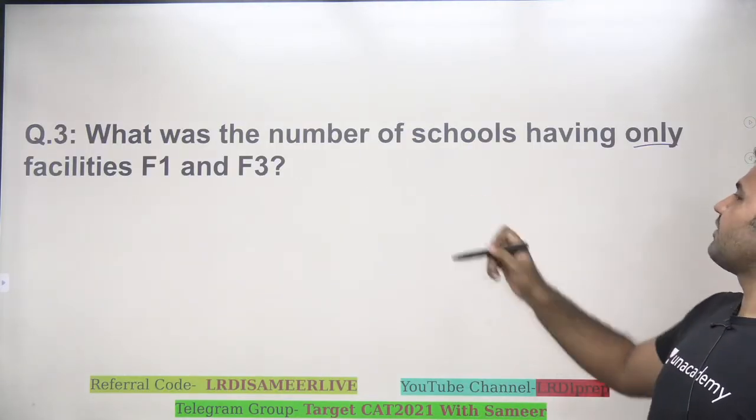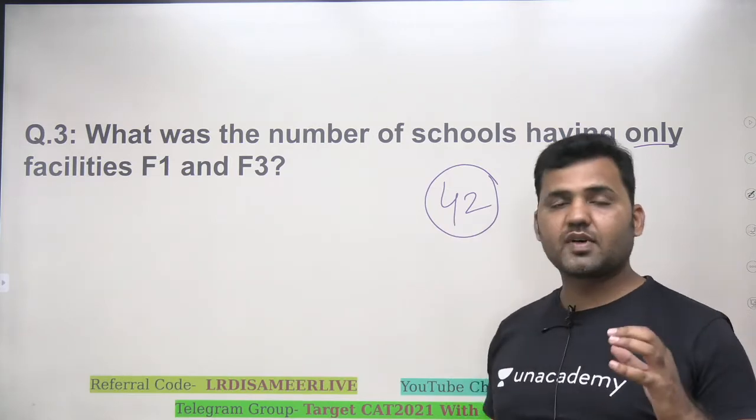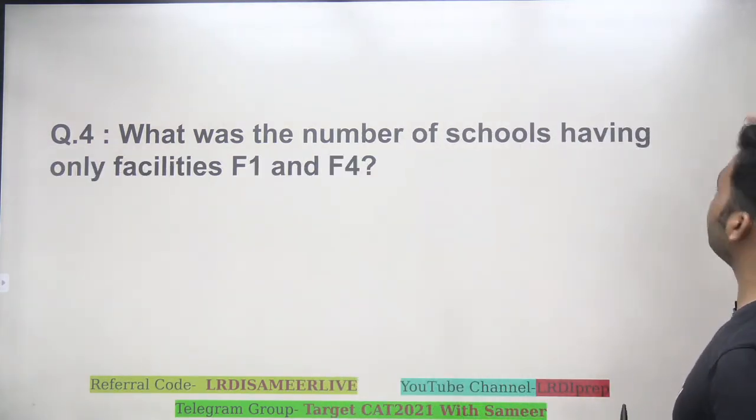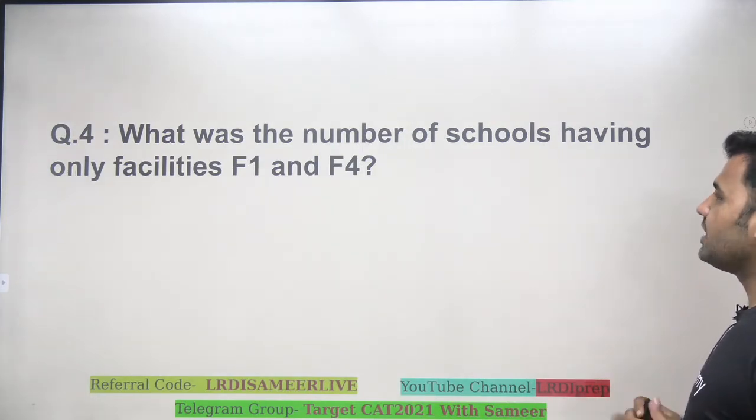So what was the number of schools having only facilities F1 and F3? Answer is 42. This was a theta question, options were not given here. Let's look at question number 4. What was the number of schools having only facilities F1 and F4?